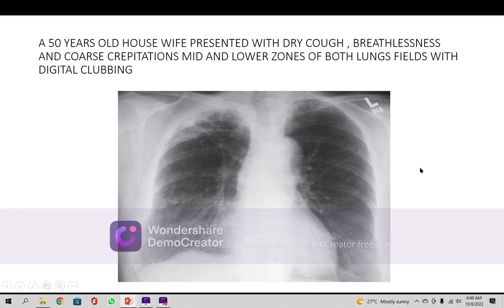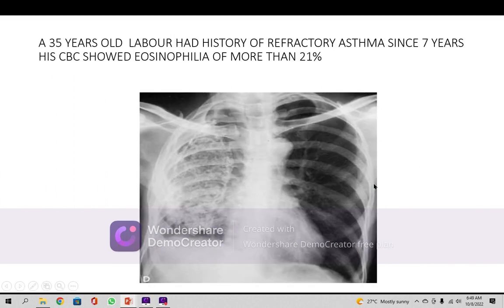So the other one is a 35-year-old labor with a history of refractory asthma for 7 years. The CBC showed eosinophilia of more than 21%. Absolute eosinophil count was 2,200. The pulmonary eosinophilia, it means that.